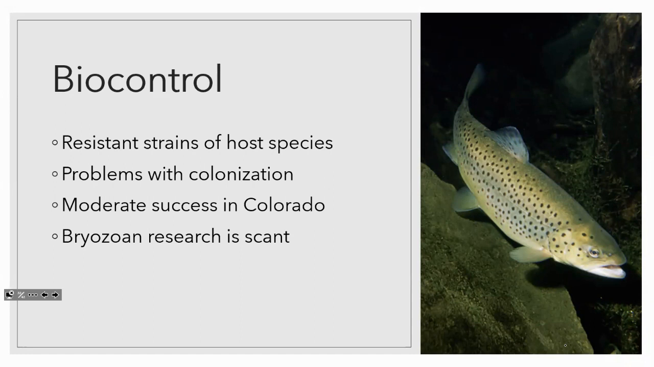Second to last, we have some biocontrol. Resistant strains of host species may exist. This has been effective with M. cerebralis, introducing tubifex worms that are resistant to the parasite into ecosystems. However, problems with colonization by these resistant lineages remain. They definitely are present in the ecosystem in a lot of areas and are not contributing to whirling disease as a whole, but the whirling disease problem still exists. Additionally, bryozoans are very poorly understood by the larger scientific community. So more research is definitely needed if we are to attack this issue from a biocontrol standpoint.